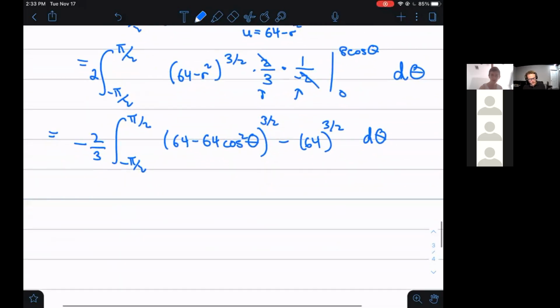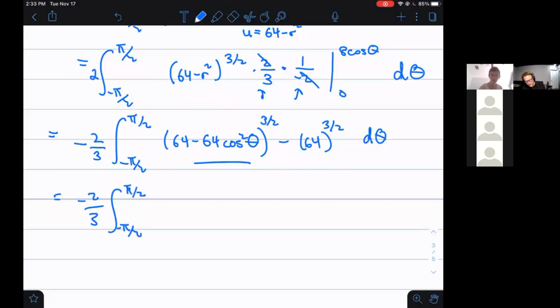And this is where folks are running into some trouble, because the natural thing to do here is, of course, to simplify this. And you can actually simplify it a fair amount. So one of the things you may notice is that you can factor out that 64. And so you're going to have 64 raised to the 3/2 power, and then you're going to have this 1 minus cosine squared theta raised to the 3/2 power.